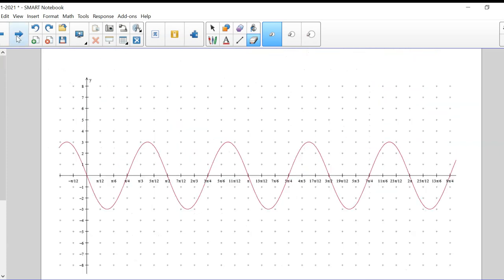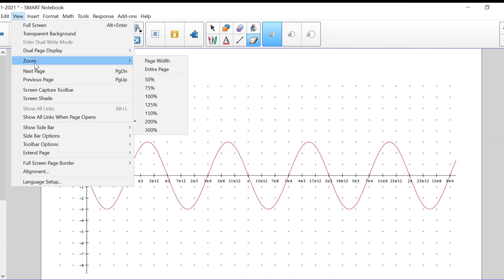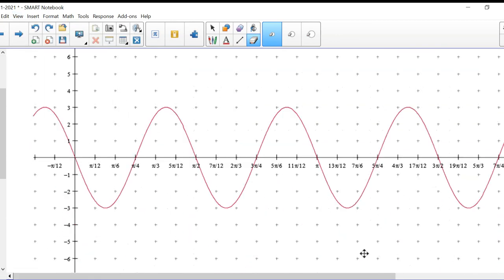Okay, so I'll make this one bigger, but I don't know if I can because it's already pretty big. I think I'm already at like 200%. Let's see. Yeah, I can't, no. But maybe I can go to 300%, although that's going to really kind of make things look off.